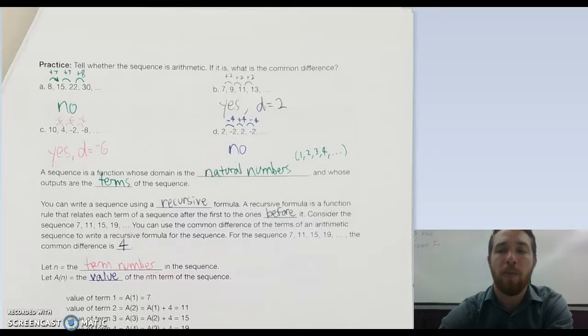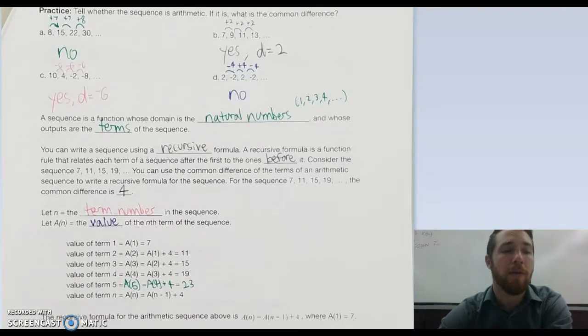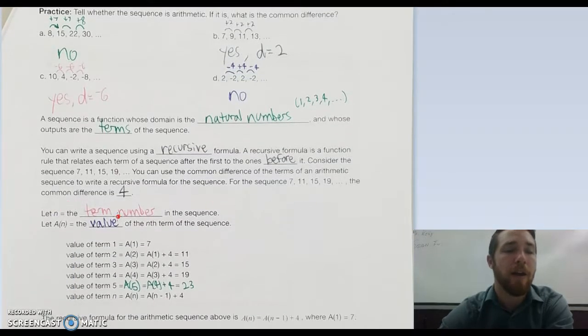So if I want to make a recursive formula, we're going to define a few things first. n is going to be the term number of your sequence. So if you're on term 1, that's your first number, term 2, term 3, and so on. A of n is going to be the value of that nth term of the sequence. So again, if this is written in function notation, this would be your output after I input my term number.